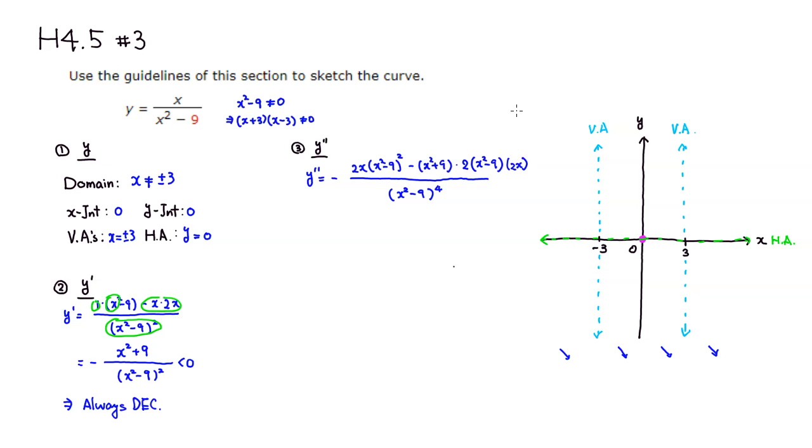Alright, so we have that. Let's clean up a little bit. The denominator looks okay, so I'm going to just copy that: x squared minus 9, quantity to the fourth power.